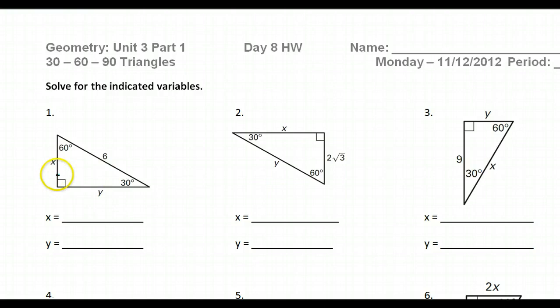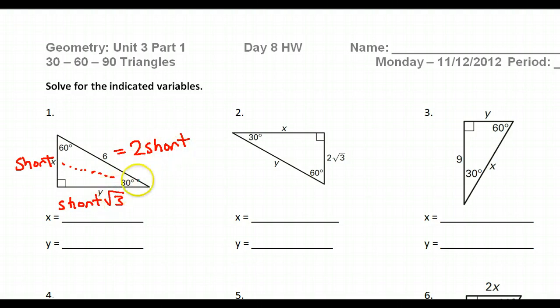Looking at the x and the y, you see how the x is across from the 30? That's how you know that this is the short leg. So I'm just going to go ahead and call it short. And the pattern goes like this. We have a short leg and a long leg. The long leg is always the short leg times radical 3. And then the hypotenuse here is always 2 times the short leg.